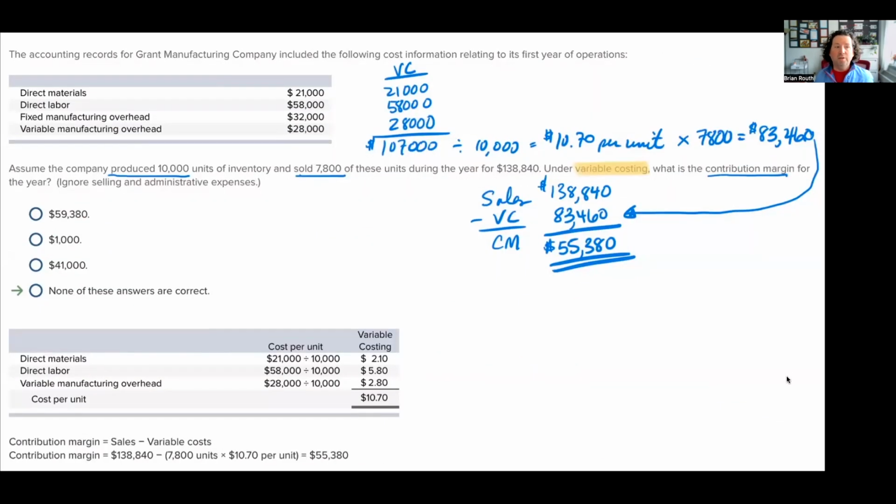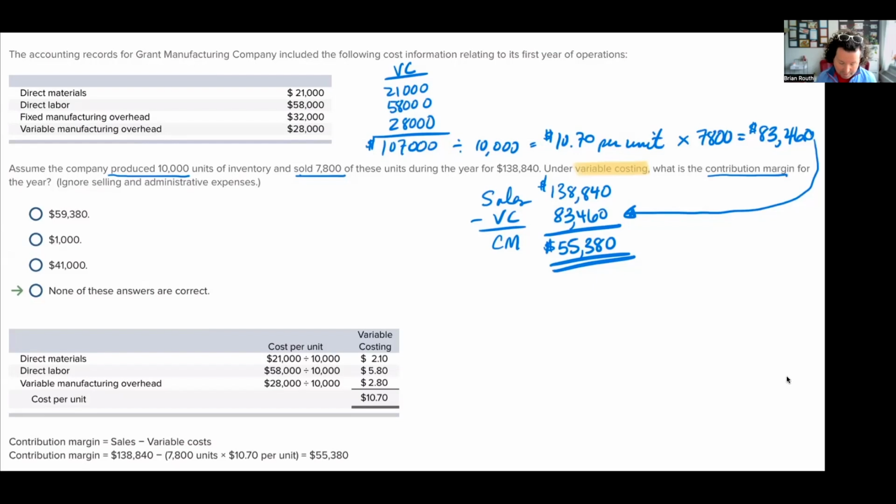In this particular problem, we have the accounting records of Grant Manufacturing Company, and we have our direct materials, our direct labor, our fixed overhead, and our variable overhead for the production of 10,000 units. And of those 10,000, we only sold 7,800 of them, and we sold them for $138,840 in revenues. So the question is, under variable costing, what is the contribution margin for the year?